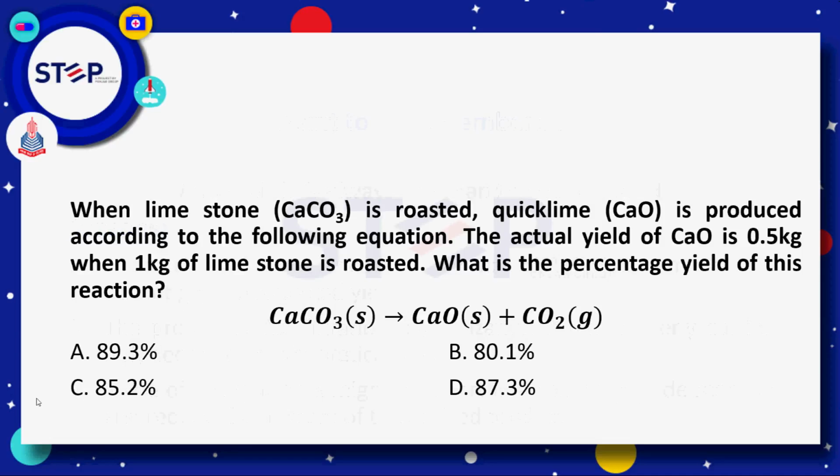Here are some MCQs. When limestone is roasted, quick lime is produced. According to the following equation, the actual yield of CaO is 0.5 kg when 1 kg of limestone is roasted. What is the percentage yield of the reaction?